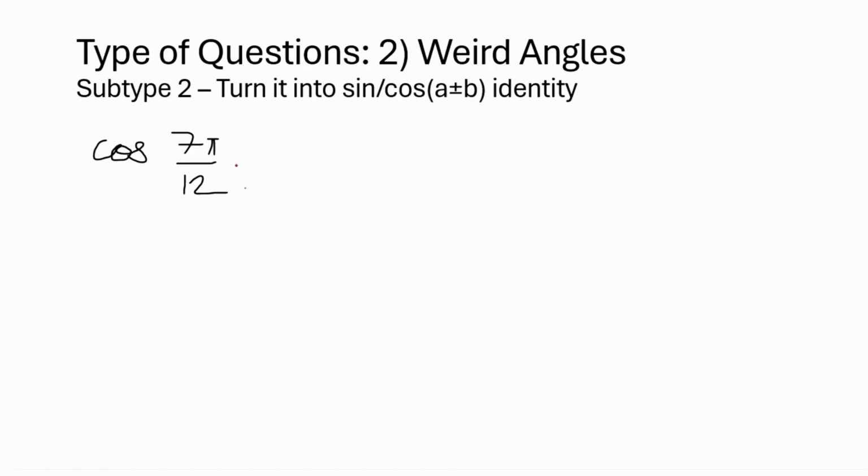But we don't know pi over 12. We don't know that as a value. So what we do is we use our plus and minus identities to our favor. We line up all the angles that we know: pi over 2, pi over 3, pi over 4, pi over 6, and I guess just pi. Now we turn them all into the same denominator, pi over 12.